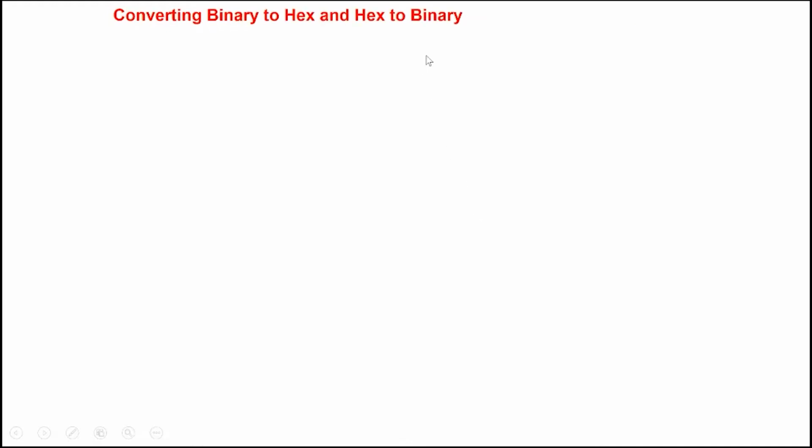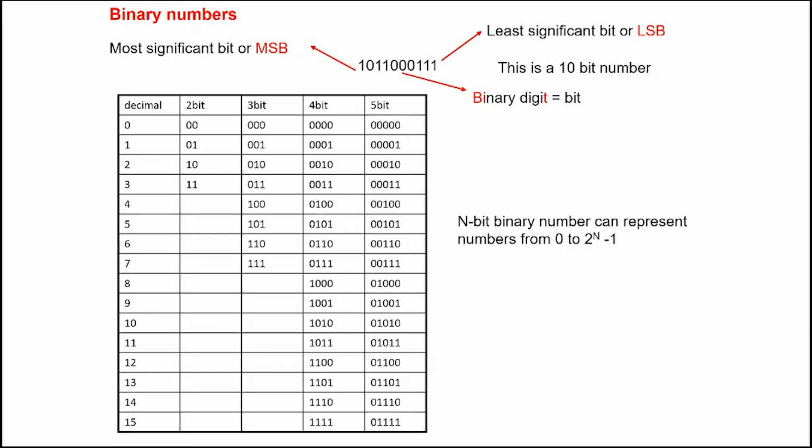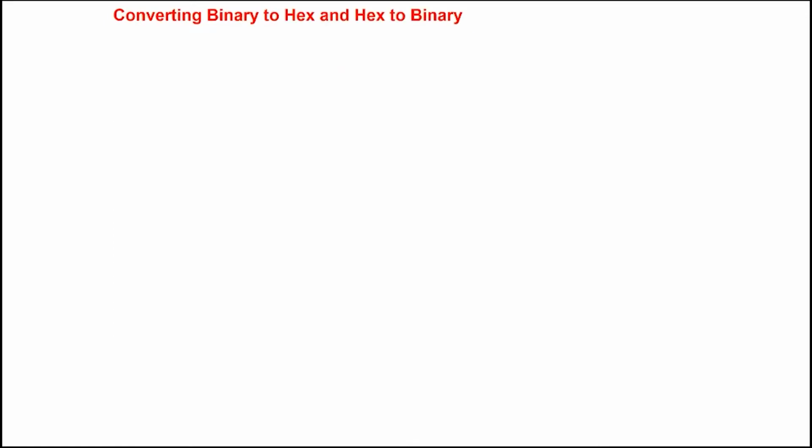Now, converting binary to hex and hex to binary. Note that even for a number like 15, we need to represent it by a fairly large number of bits, 0, 1, 1, 1, 1. So imagine if you have to represent, let's say, 950. You'll require lots of bits, and writing that large binary number can become cumbersome. Therefore, there's a compact representation, which is the hex representation. Hex and binary are directly related to each other, and it's very easy to convert them back and forth.